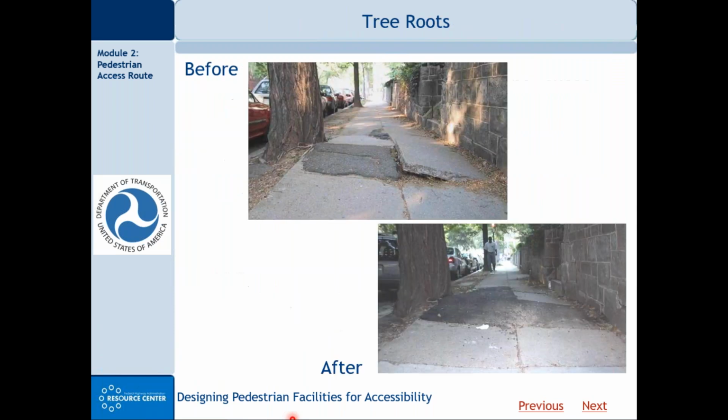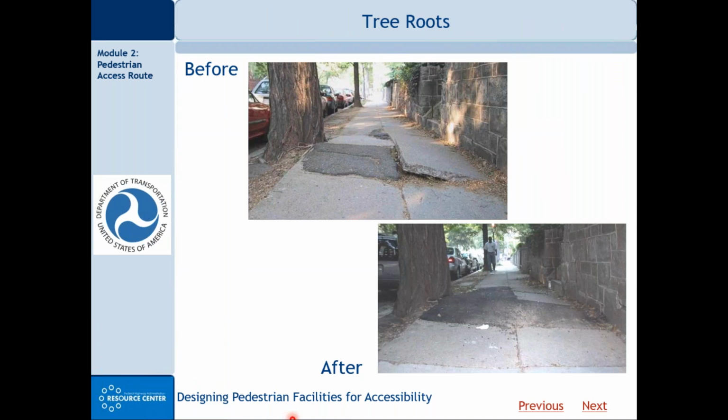How about this one? This is in Virginia. Notice the before and the after. The before is certainly, I would say, both a safety issue and an accessibility issue. How about the after? To me, that does not comply with the PROAG requirements. That's not an accessible sidewalk.